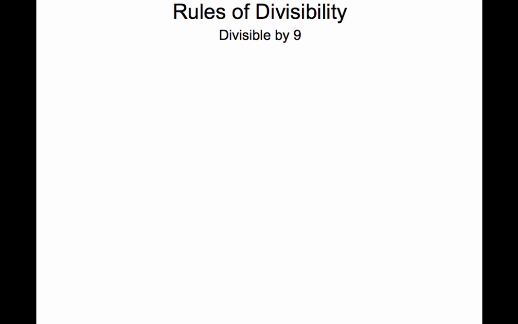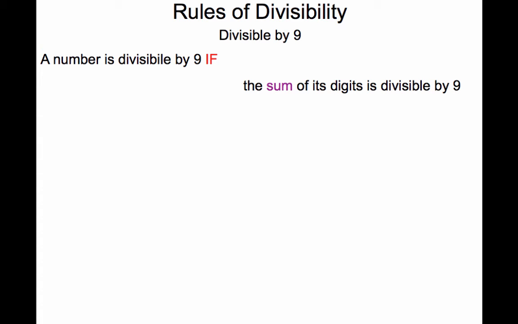And the last divisibility rule we are going to learn today is if a number is divisible by 9. A number is divisible by 9 if the sum of its digits is divisible by 9. So for both 3 and 9, you have to add up the digits. So let's look at this first one. 567. 5 plus 6 plus 7 equals 18. Well, 18 divided by 9 equals 2. So 567 is divisible by 9.